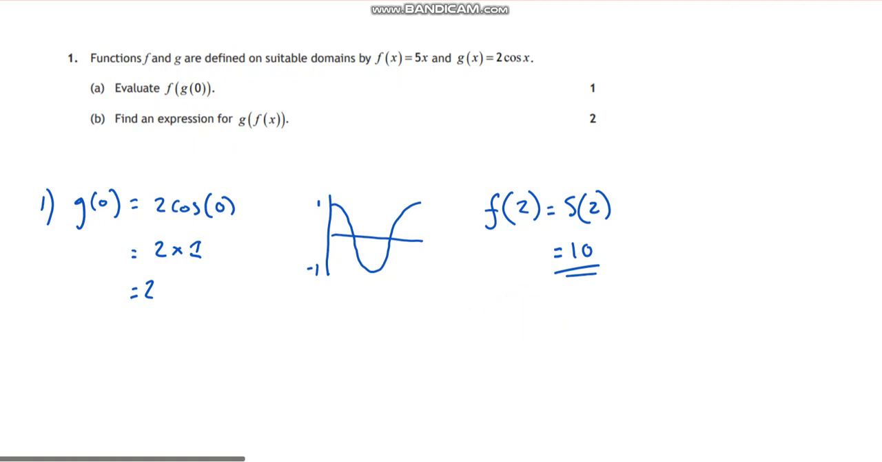The next one, find an expression for F into G. Okay, so I've got my G function and I'm putting in my F function. What I sometimes say is you could write out your G function. So you could say 2 cos, and then instead of x, I've then kind of got f of x, if you want to think of it like that. So I'm just replacing this term with the x term. And for me, that term is 5x. So just put it in a different color. So instead of x, I'm going to have 5x.